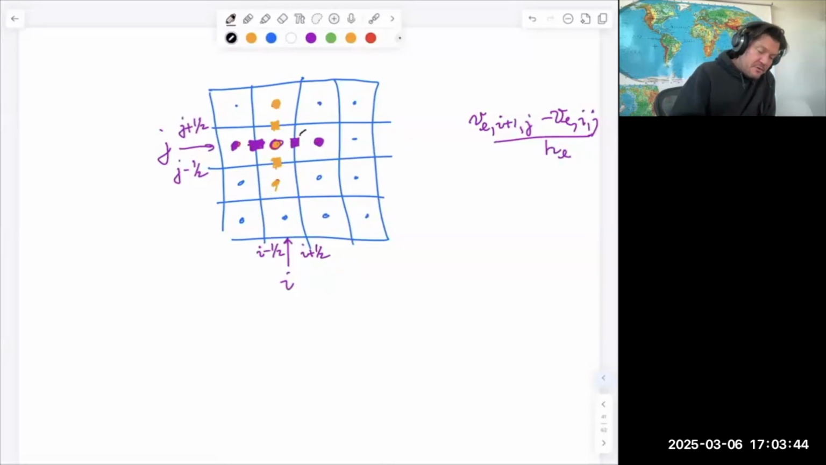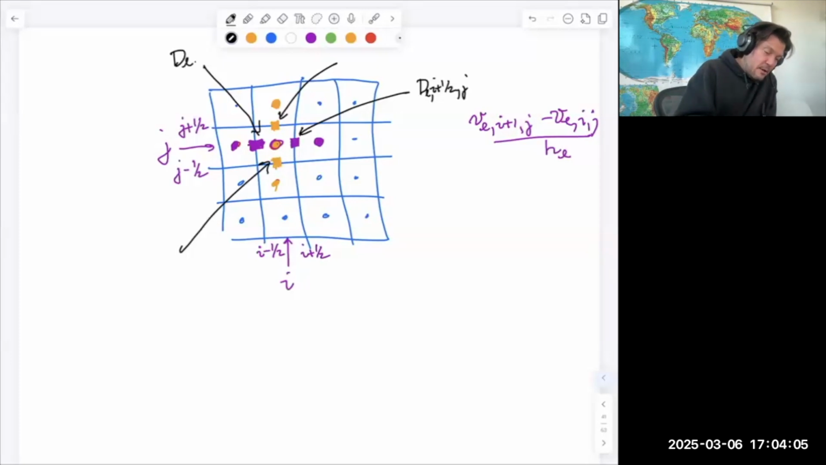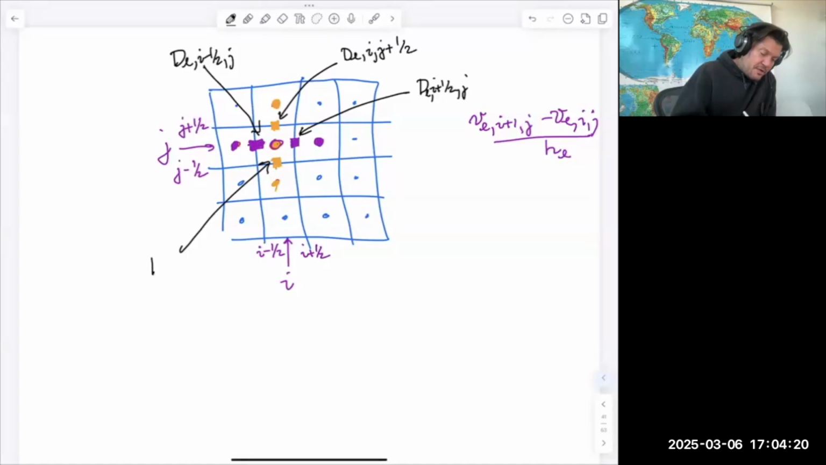I want this diffusivity to be defined at least at these 4 points, right? And let's give them their coordinates. So this coordinate over here is D_L, i plus a half, j. And this guy here is D_L, i minus a half, j. This point is D_L, i, j plus a half. And this point is D_L, i, j minus a half. Those are the 4 points.